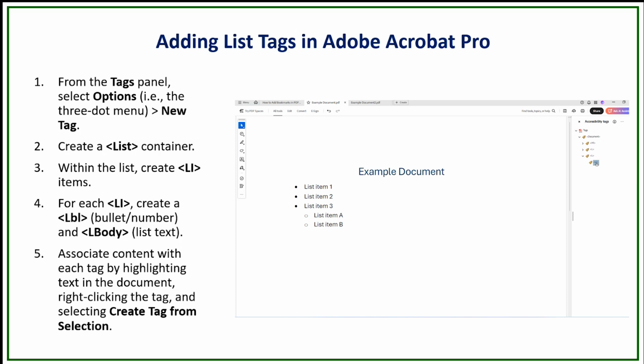Adding list tags. From the Tags panel, select Options, i.e. the three-dot menu, then New Tag. Then create a list container. Within the list, create LI items. For each LI, create a LBL, bullet/number, and LBody list text.